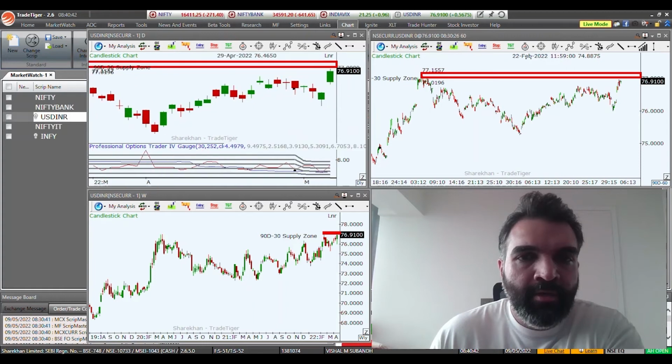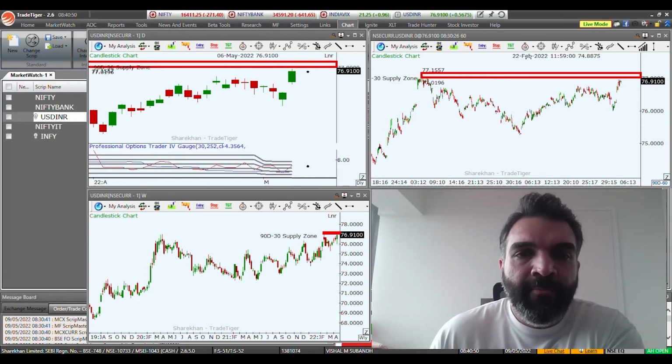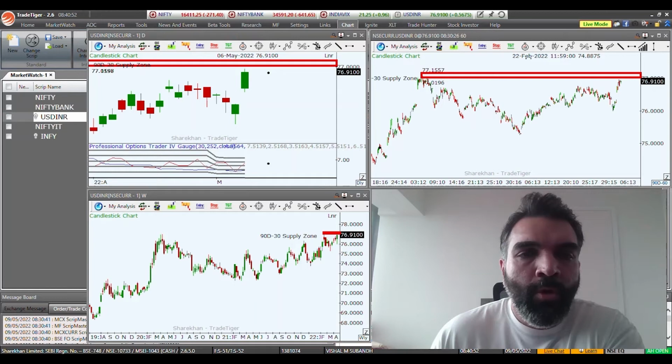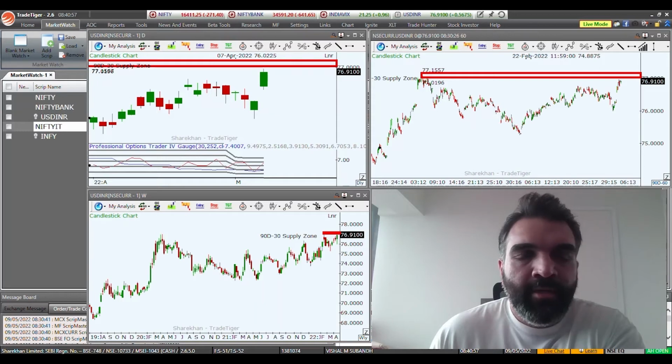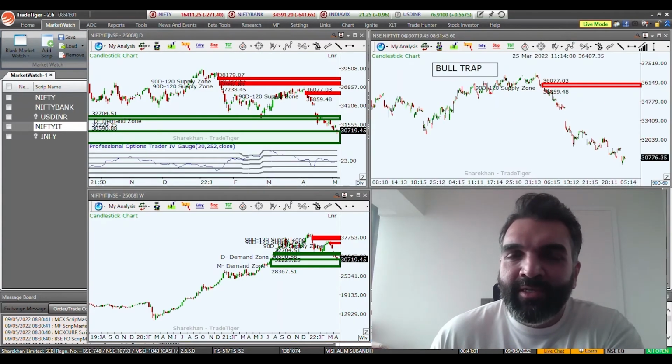If we look at the volatility gauge here, the options premiums on the USD INR are also indicating that they are expensive. So option selling is the way to go, or maybe some kind of vertical credit spreads. Let's look at the sector for the week, and a much talked about sector, which is the IT sector.